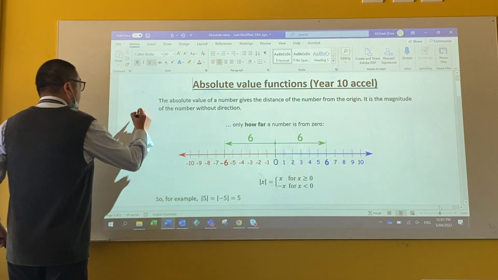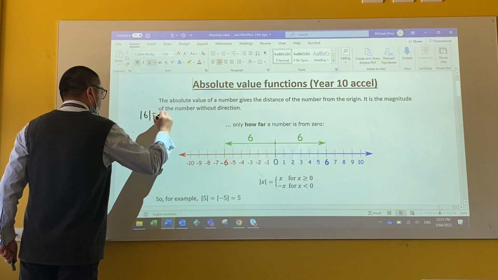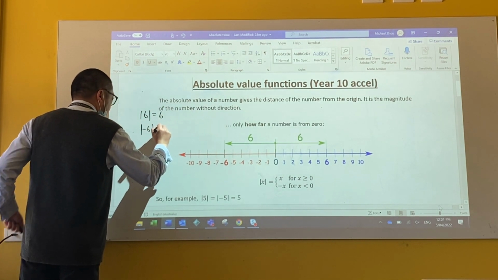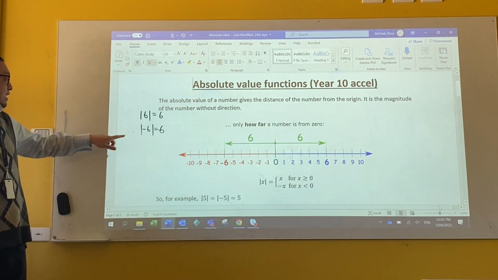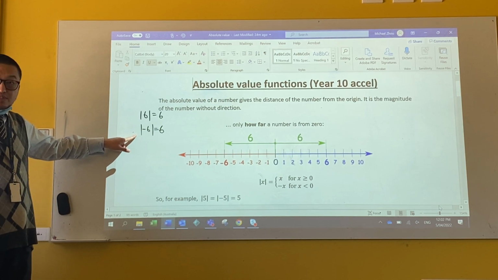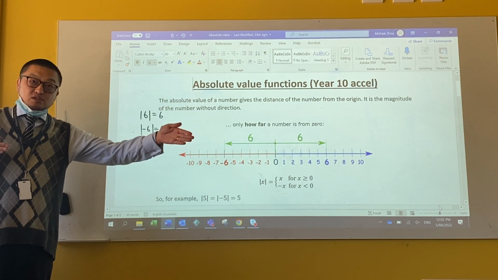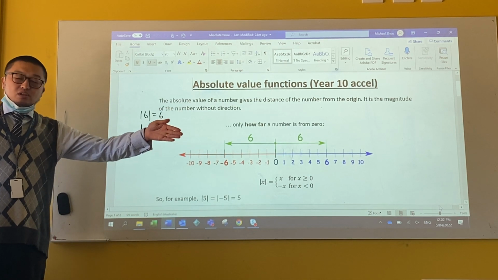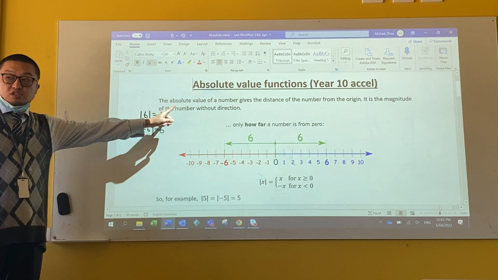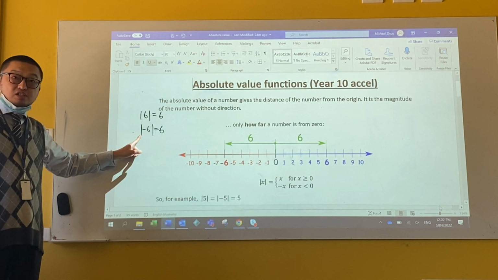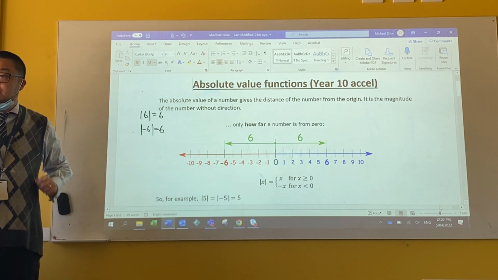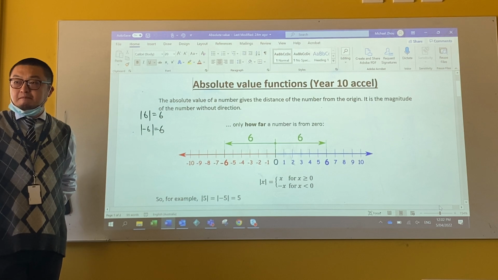The notation for that is this. Basically, when I have a negative 6, the absolute value of that will still give me 6. Does that make sense? No. Yeah. 6 will give me 6. The negative 6 will give me 6. What's the question? It just doesn't make sense.